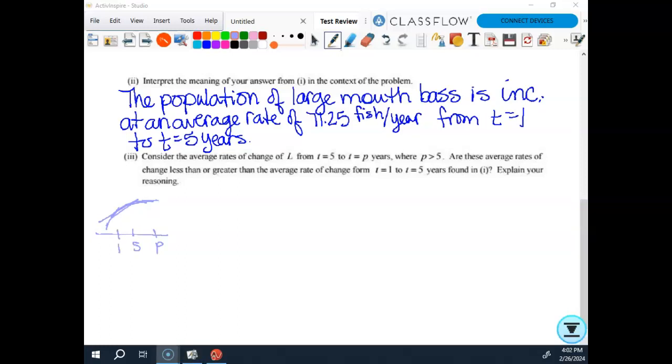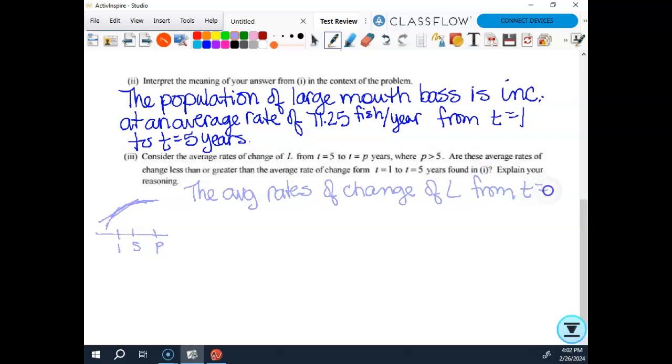So let's just start with writing this out. It says, consider the average rates of change from t equals 5 to t equals p years. Okay, so we can say the average rates of change of L from t equals 5 to t equals p years. Oh, let me spell years correctly.